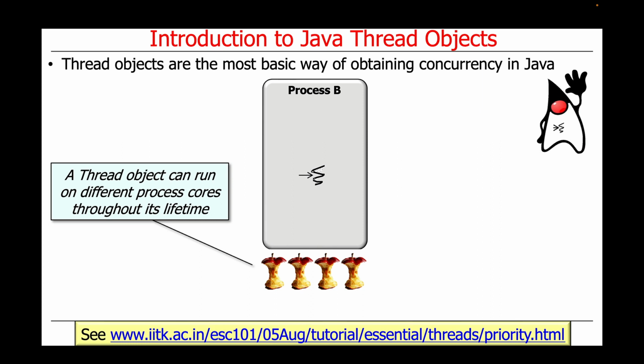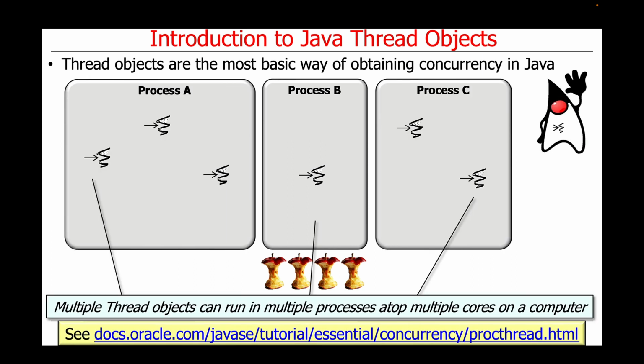A Java thread object can also run on different processor cores throughout its lifetime. For example, a thread might start out running on one processor core, be suspended and resumed on a different processor core at other points in its lifetime, be suspended and resumed on yet a different processor core, and so on until it completes its task.